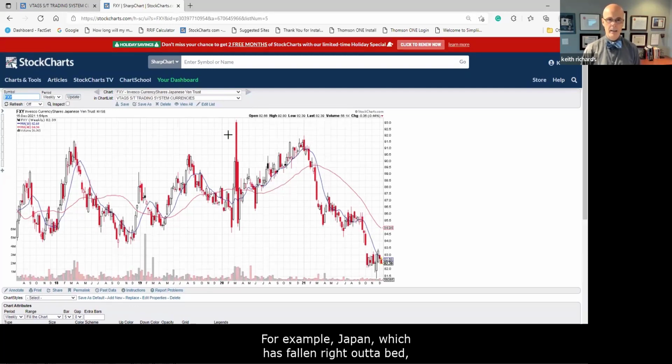For example, Japan, which has fallen right out of bed, a long-term level of support that goes right back to 2017, the yen, boom, it's just been smashed. It's finding some consolidation considerably below the old support level of around 90, I should say 84. It's around 82 right now. Whether that holds is to be seen. But the fact that long-term support was broken by such a magnitude with, in fact, a gap, it should be of concern to people that are planning on becoming long the Japanese yen.